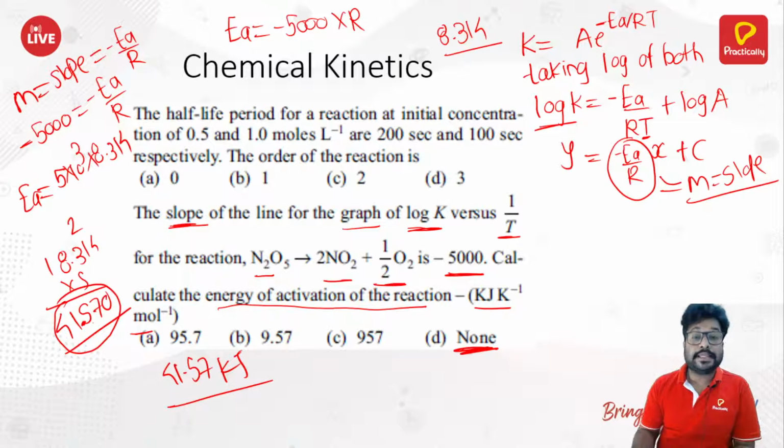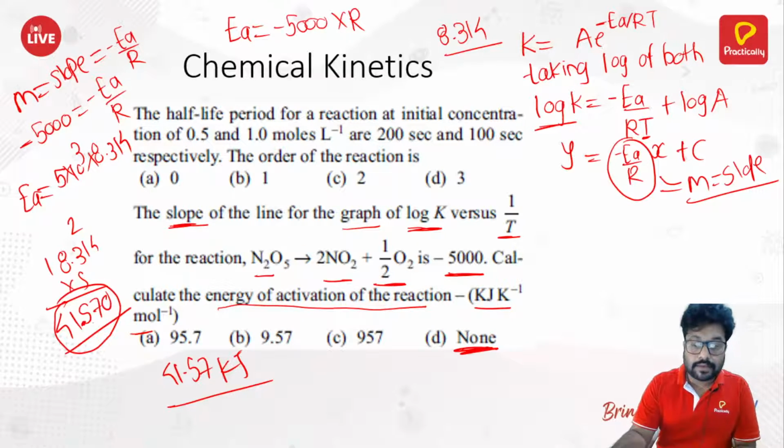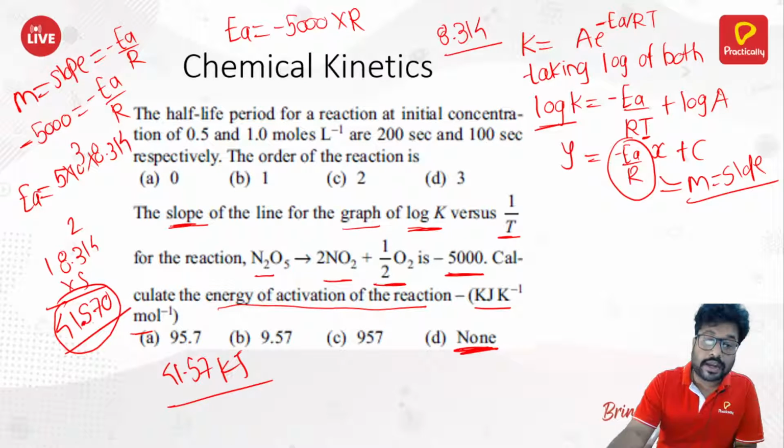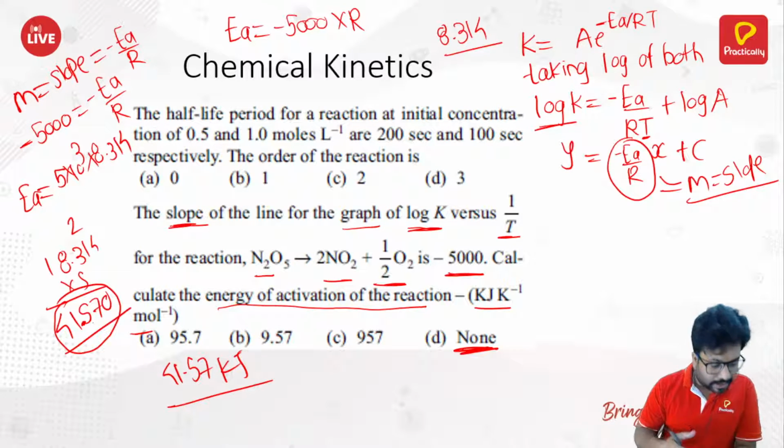By taking this equation, K is equal to A raised to minus Ea upon RT, you can take logarithm of both sides. By taking logarithm, you can find out the value of your slope, and whatever value they have given, you can equate it and calculate the energy of activation or any other value for that matter. Okay, so moving ahead.